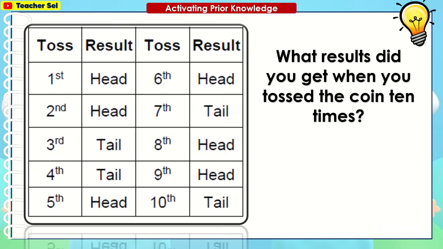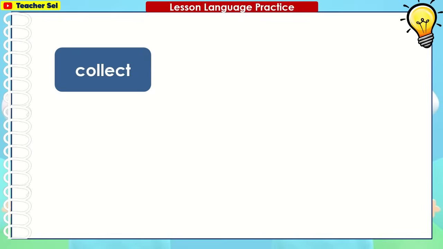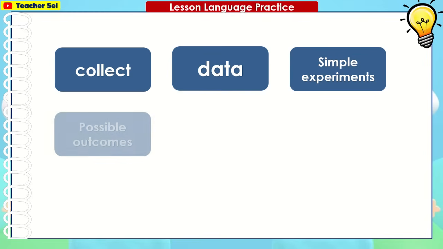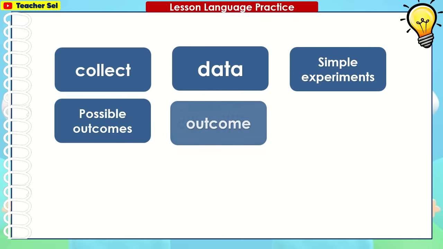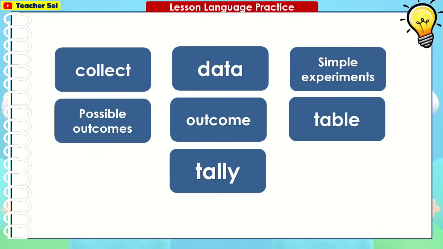What results did you get when you tossed the coin 10 times? The possible results were heads or tails. Let's be familiarized with these terms. Collect, data, simple experiments, possible outcomes, outcome, table, tally.